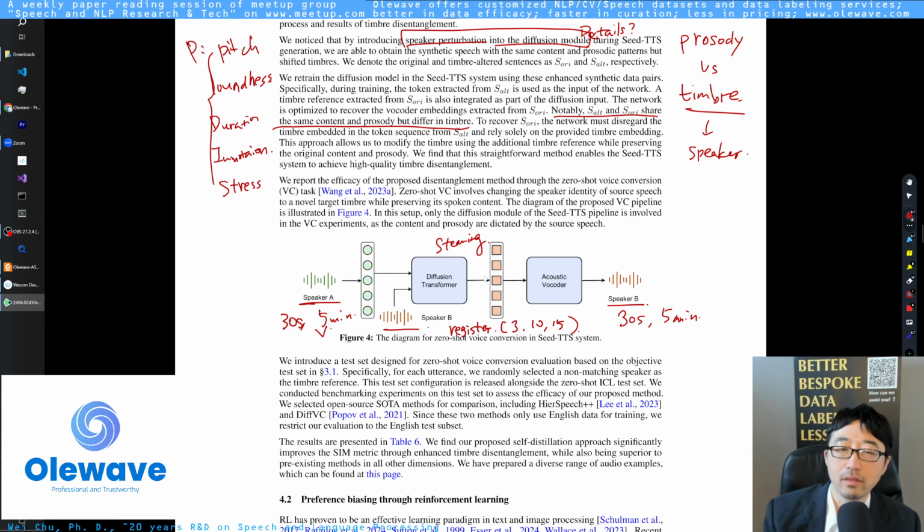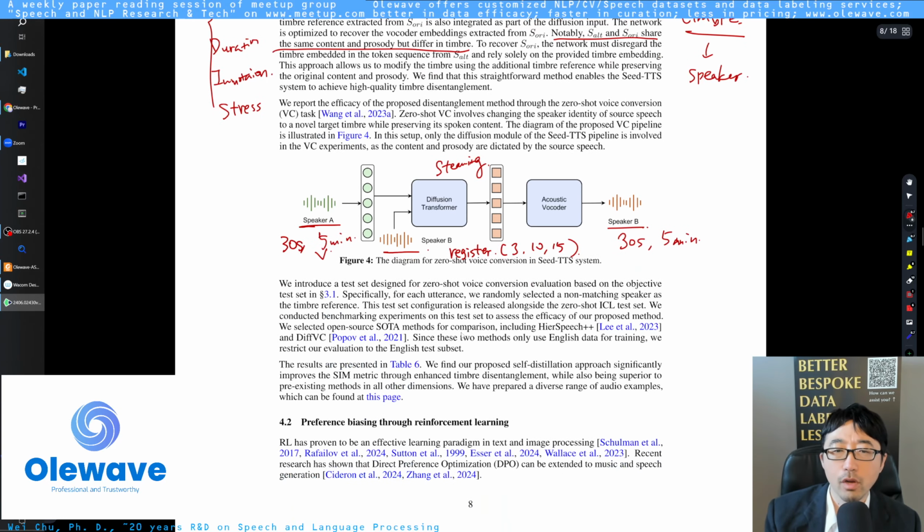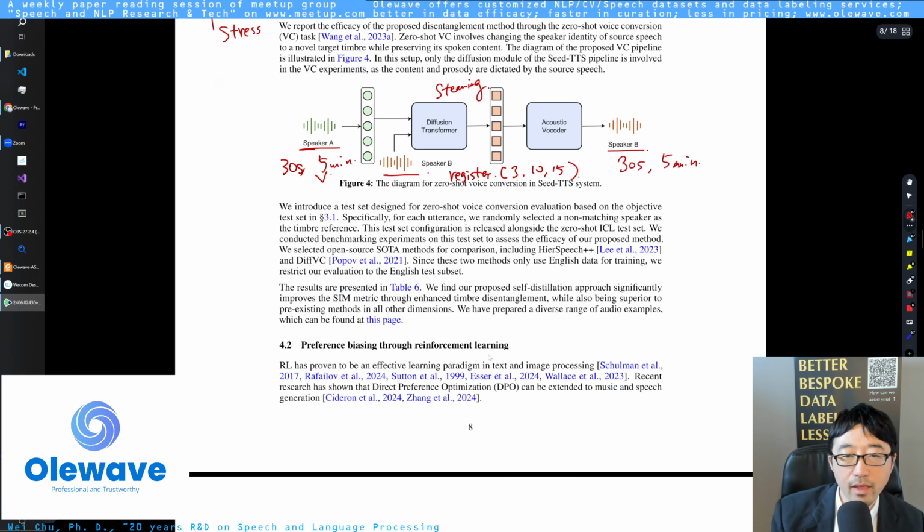The method is not, yeah, you see this not, they have mentioned that. Okay, the next is 4.2, preference biasing through reinforcement learning. This is slightly new, I would say.